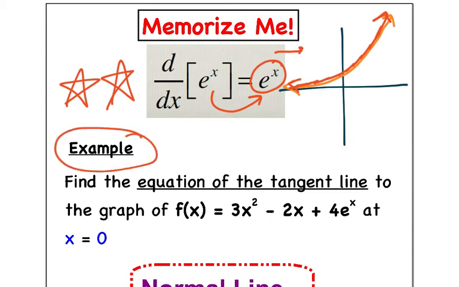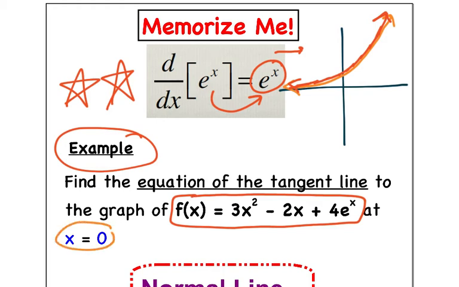All right, ready for an example? Let's find the equation of the tangent line. Remember that kind of question? To the graph of f of x equals this. Notice it's a mixture of polynomial and e to the x at the point where x equals 0. Okay, now remember, to find the equation of the tangent line, you have to find the slope first. And slope is the same thing as the derivative. At what a value or x value? Oh, 0 over here. Okay. So my slope is going to be the derivative at 0. So we need to find the derivative of f of x first.